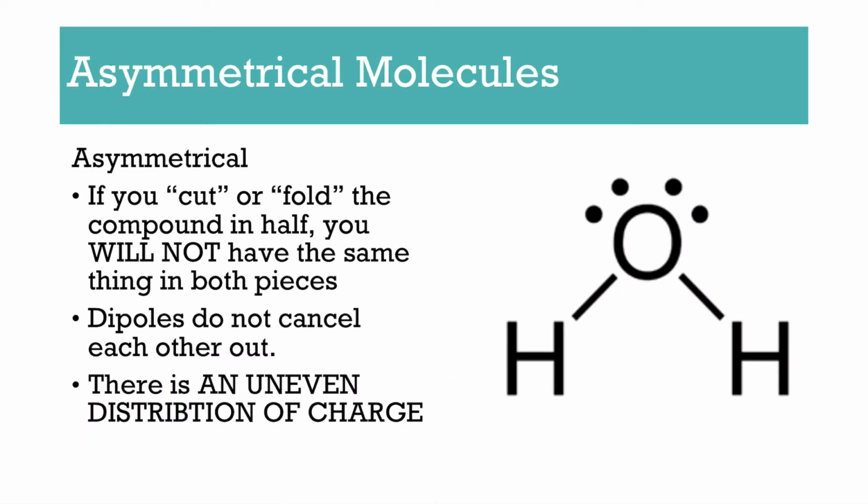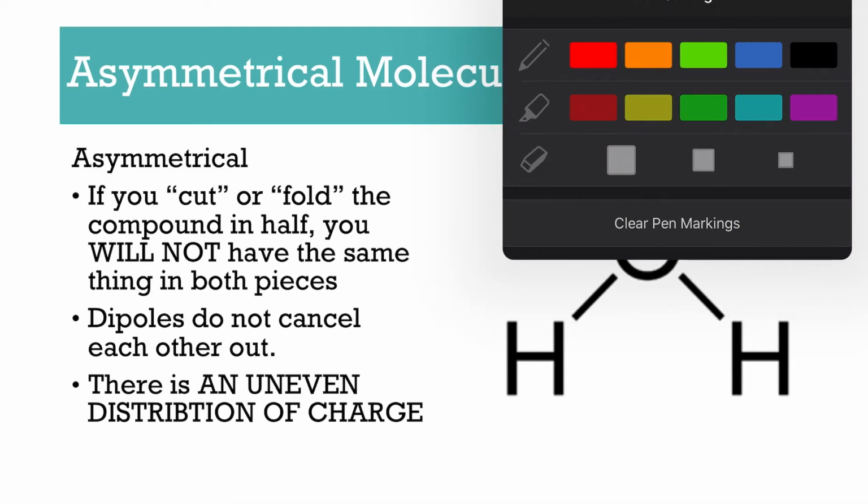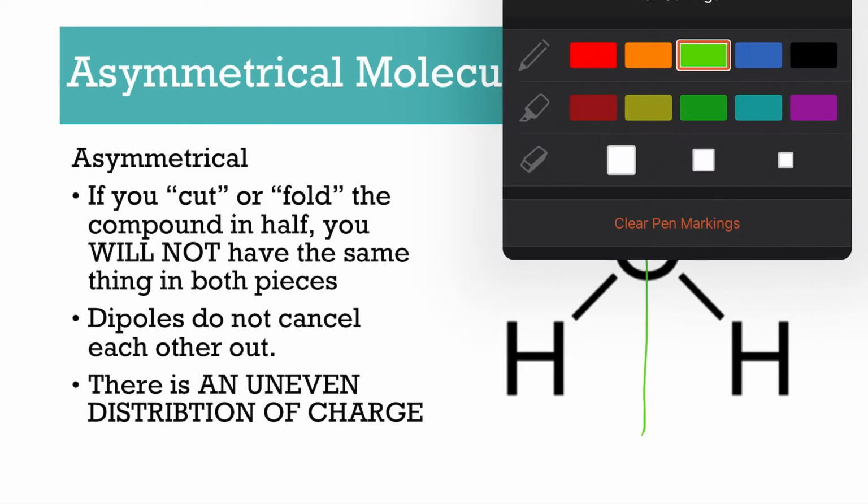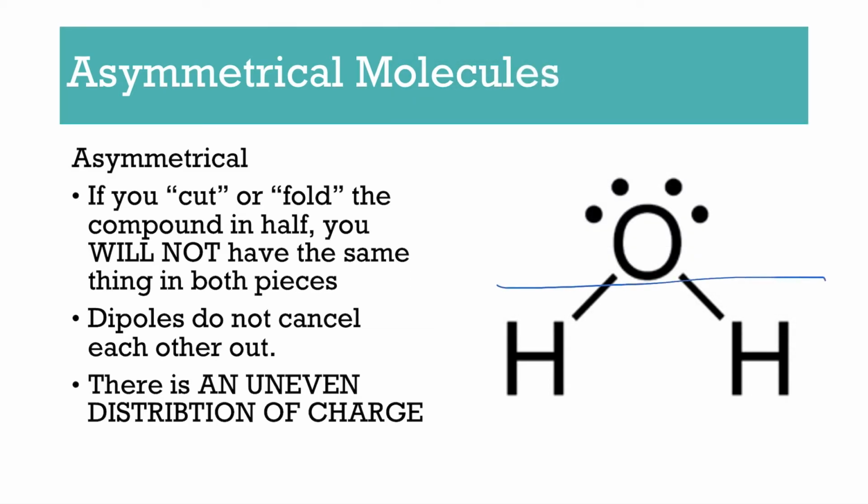So if we look at asymmetrical, it's a little bit different. Now, if you fold or cut the molecule in half, and even if you can fold it in half a million times and get the same thing, if one time both halves are different, it is asymmetrical. And so we're going to demonstrate that. If you cut water in half like this, you get the same thing. But if you cut water in half this way, you don't get the same thing. You have O on one side, H on the other. So using that method, that's asymmetrical.